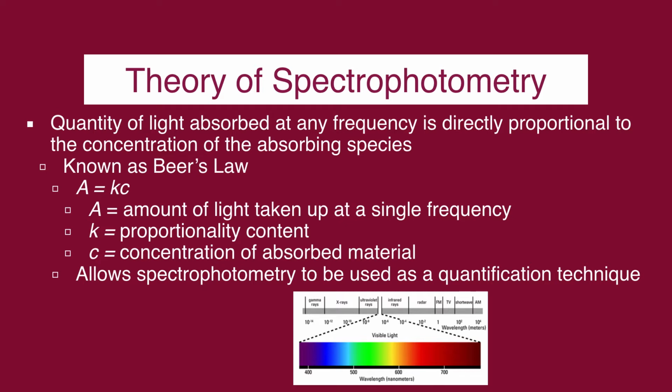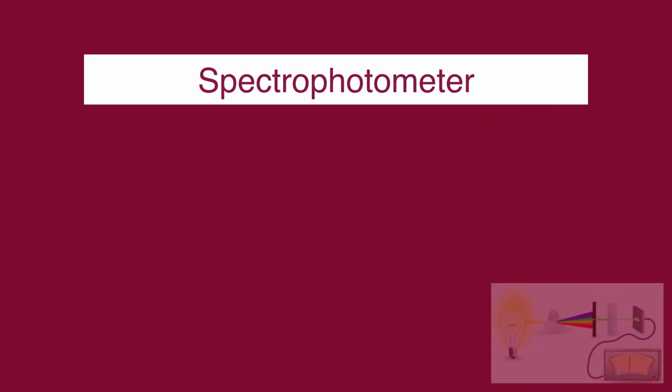This allows spectrophotometry to be used as a quantification technique. So now we're past the fact that we identified this is a drug or there's a drug present. Now we're looking at specifically what type of drug this is and how much of it is present in the mixture.